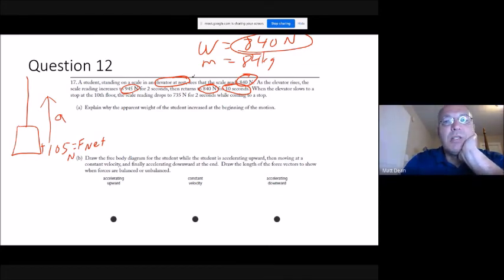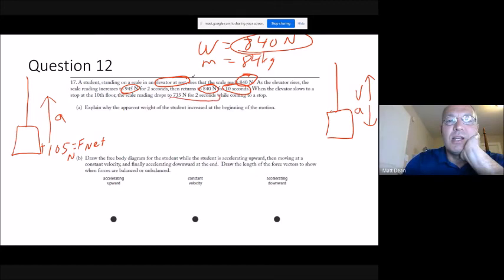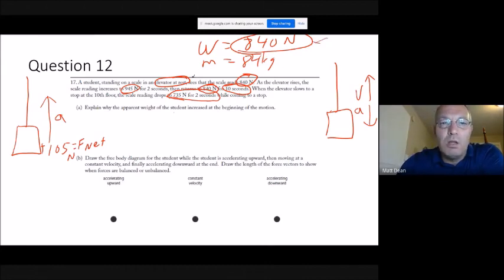It then gets up near the top, it starts to slow down. So when it starts slowing down, its velocity is still up, but because it's slowing down, its acceleration has to be down. And notice that when it's accelerating downward, his weight seems to go down. And that tells us there's a net force of his scale reading, 735, minus his real weight of 840. So there's a net force of negative 105 newtons acting during that part of the problem.